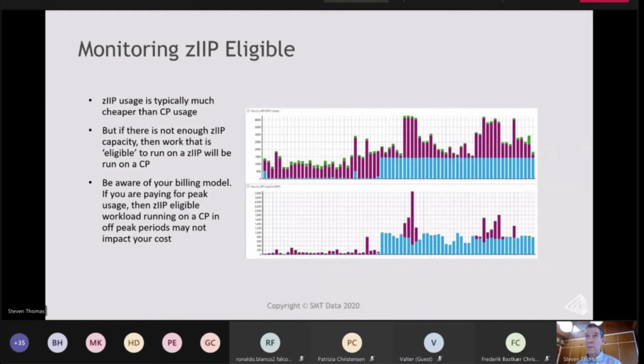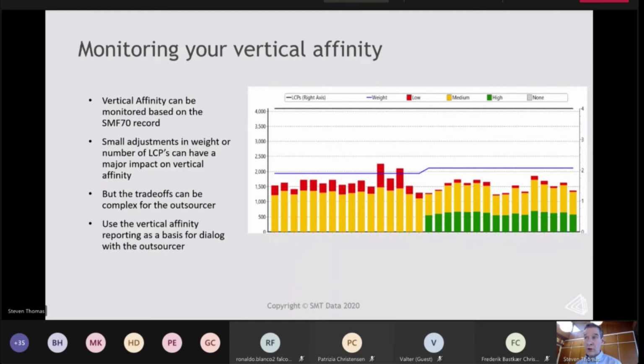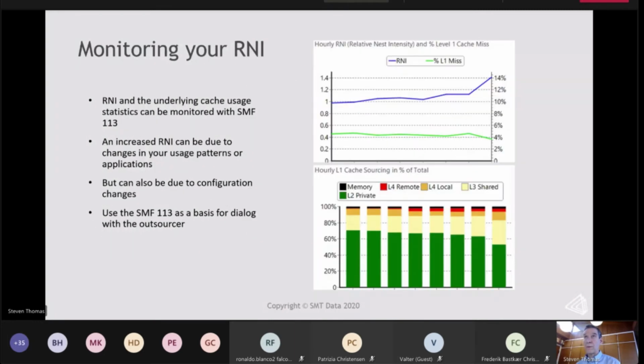Similarly with vertical affinity. High vertical affinity is a tendency for the LPAR to come back and run on the same physical processor again and again, more likely to find its data in cache, wasting fewer cycles getting your cache data, so you'll get a better MIPS rate. So keeping track of the vertical affinity you're getting is very important, and often small adjustments in the configuration of your LPAR can give you better vertical affinity, and basically mean you get more work done for less money.